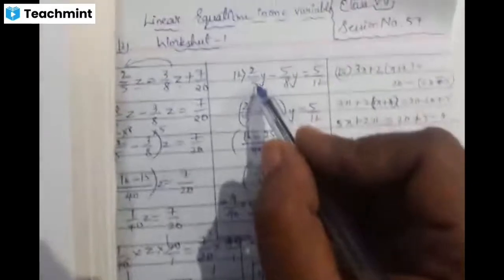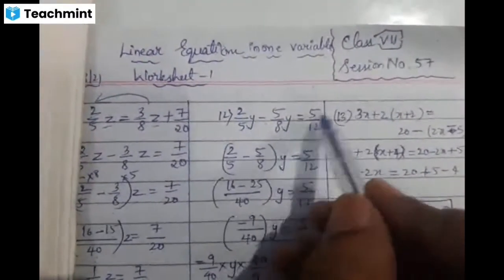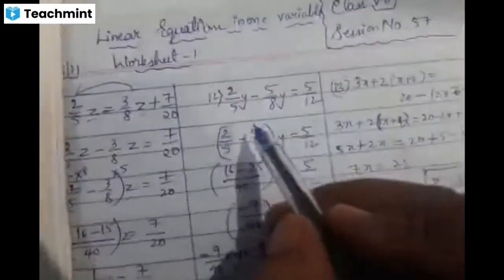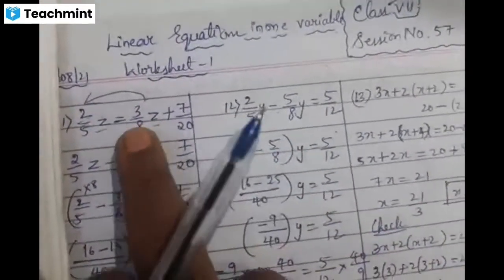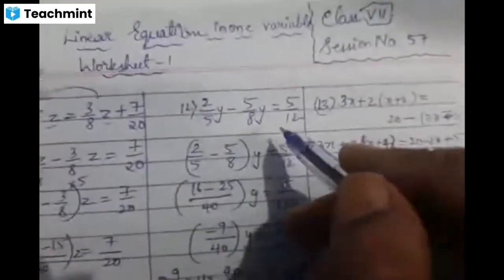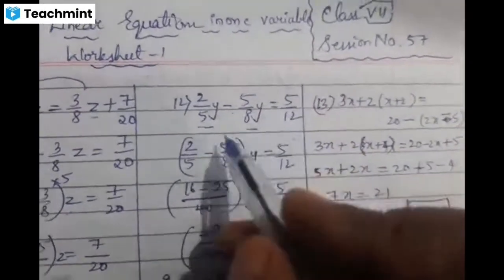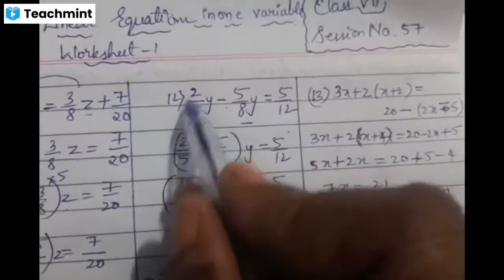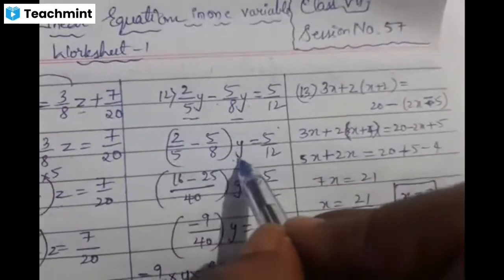Next is question number 12. 2 by 5y minus 5 by 8y is equal to 5 by 12. Here, in the previous question we had the like terms on both sides, left hand side as well as right hand side. But here it is already grouped. The like terms are on the same side, that is the left hand side. Now the only thing is we have to group the numbers by taking out the common factor outside the bracket.